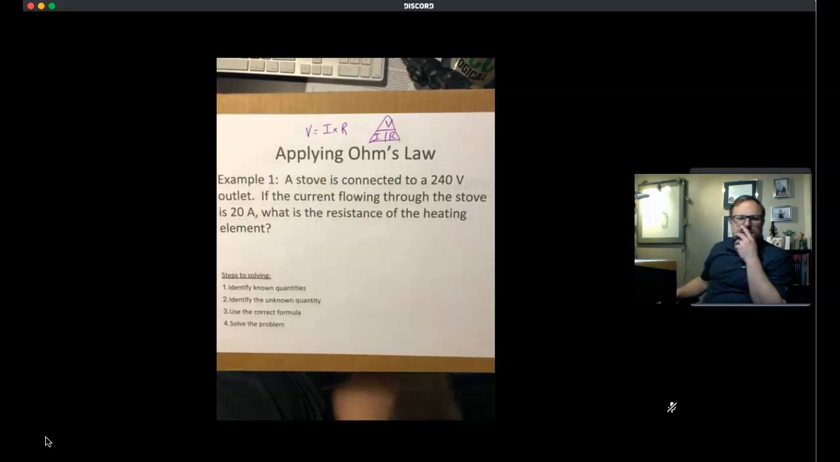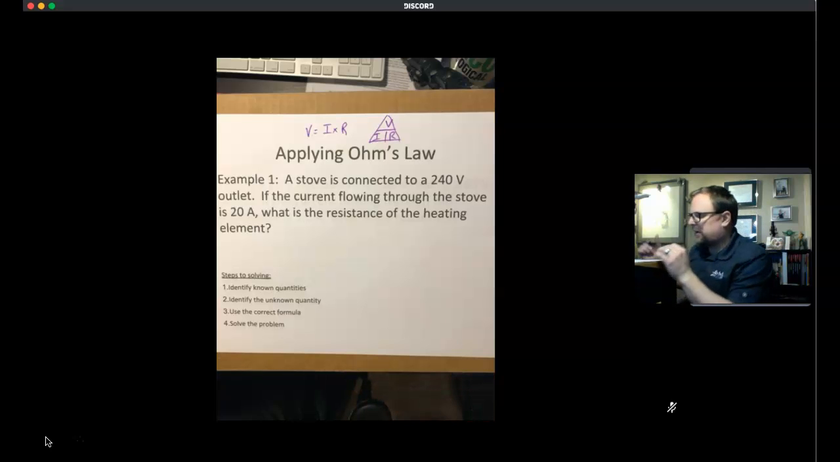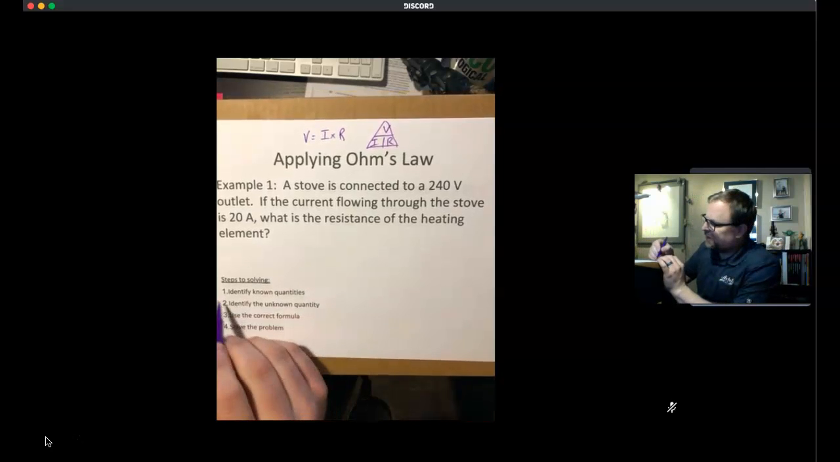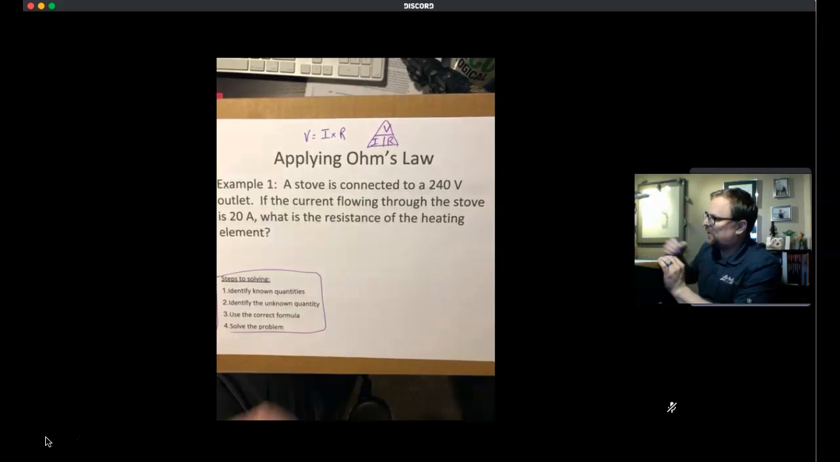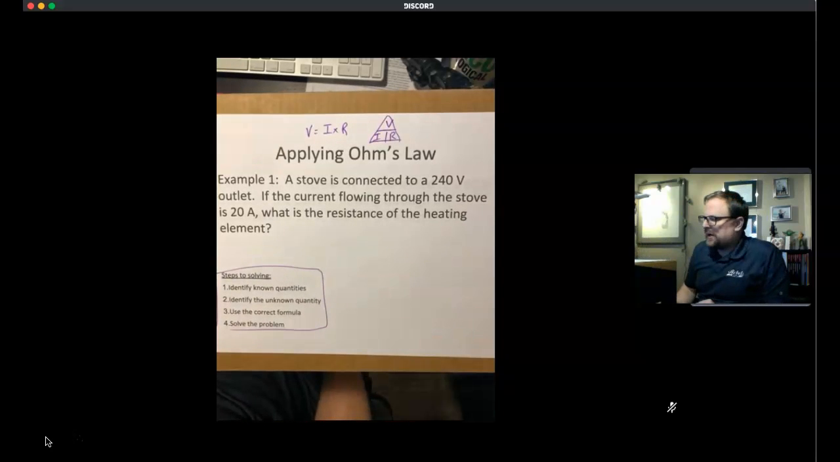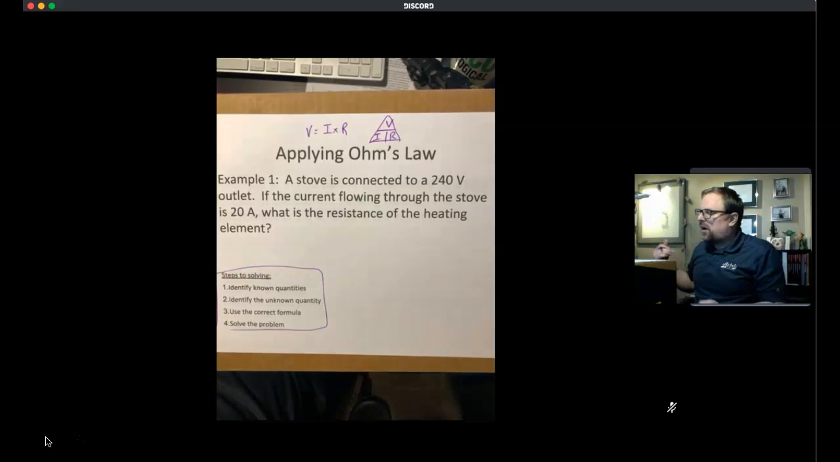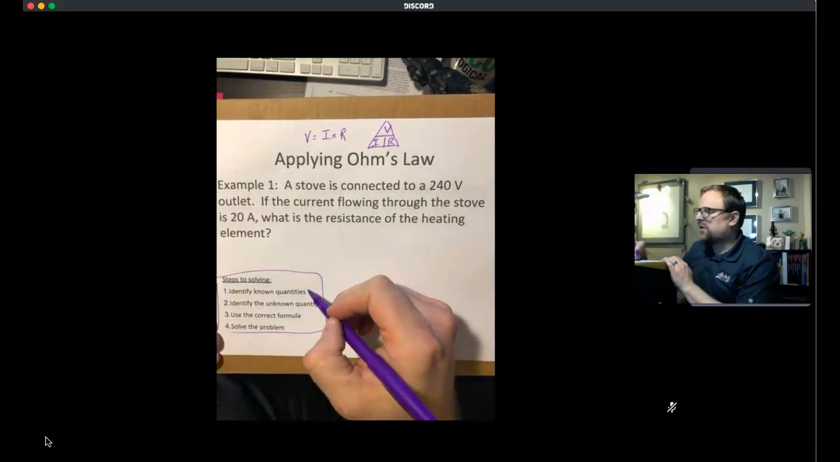So first example, it says a stove is connected to a 240 volt outlet. If the current flowing through the stove is 20 amps, what is the resistance of the heating element? And I've got a little sort of step-by-step guide down here in the bottom, because this is how I like to solve problems, and I'm going to teach you guys and strongly encourage you guys to get in the habit of doing this. So first thing I do is identify what's known in the question.